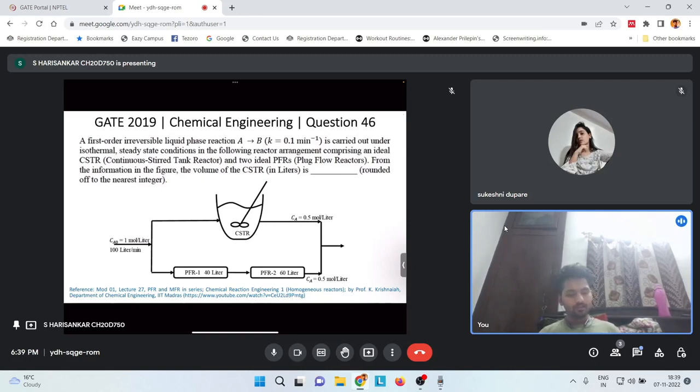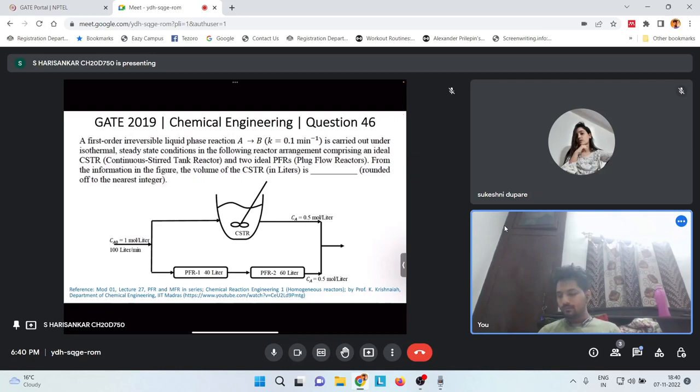So this is the figure given. So we can see that there is a stream of Ca0 which is divided into two streams, one going into CSTR and the other going into a series of PFRs, and we are asked to find the volume of the CSTR in liters. So this is a question from combination of reactors, and we can get the reference NPTEL series in module 1 lecture 27 PFR and MFR in series, Chemical Reaction Engineering 1, Homogeneous Reactors by Professor K. Krishnaiah, Department of Chemical Engineering, IIT Madras.